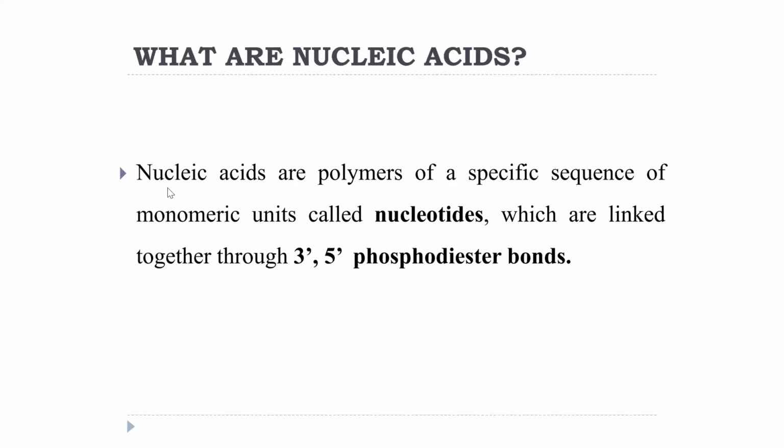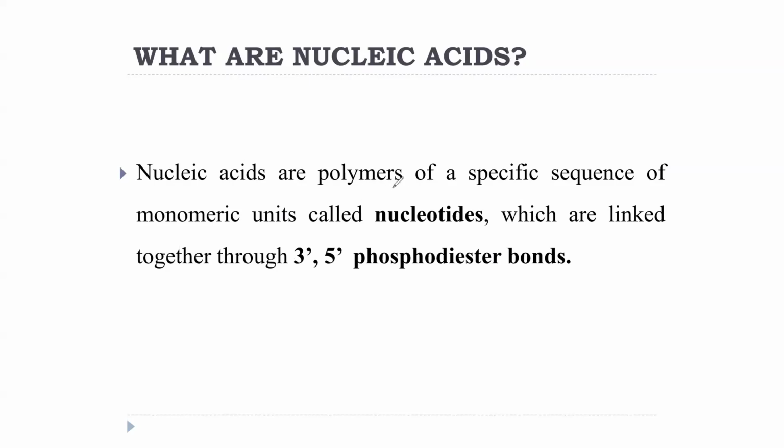Okay, so today we are going to look at nucleic acids, and these nucleic acids are polymers of a specific sequence of monomeric units called nucleotides, which are linked together through 3' 5' phosphodiester bonds. So what does that mean? It means that the nucleic acid is a large molecule, it's a polymer.